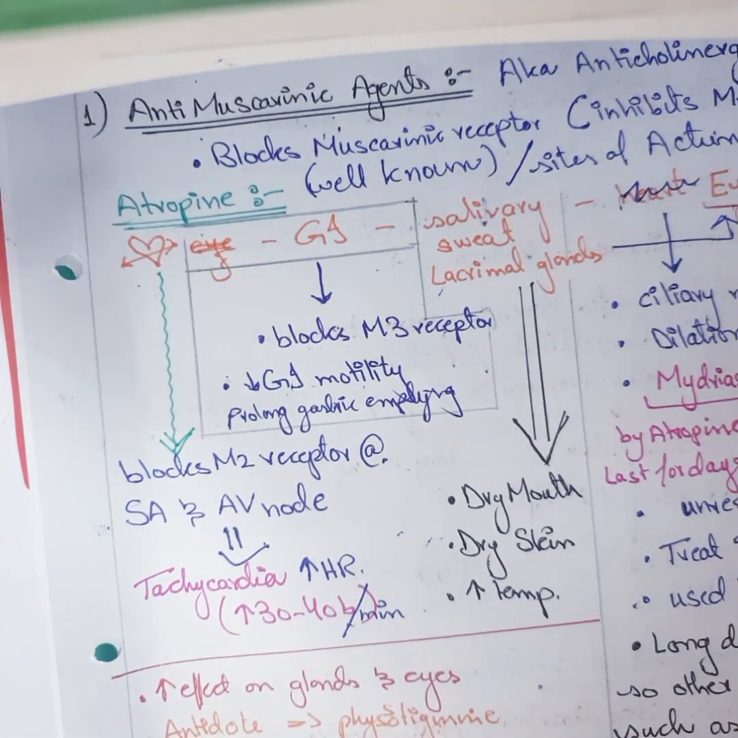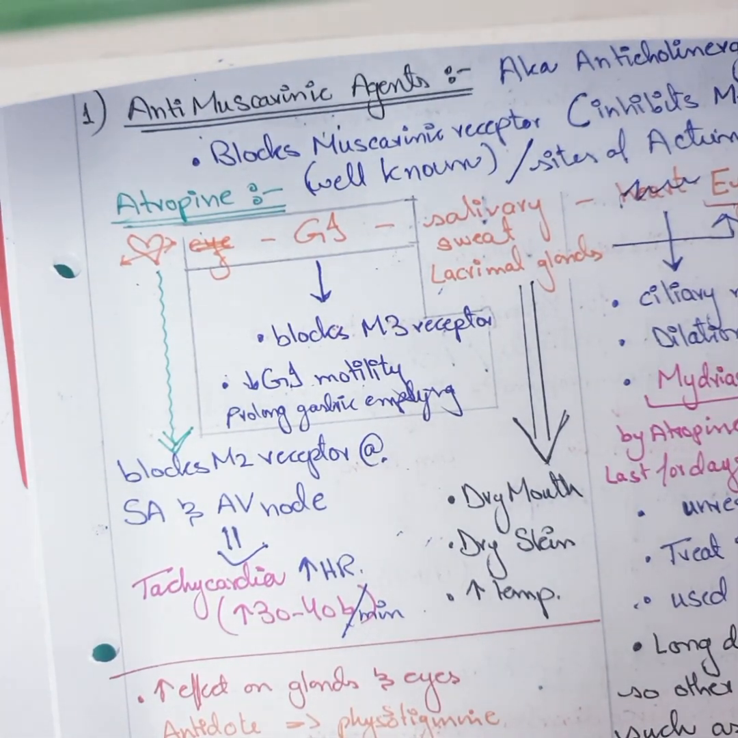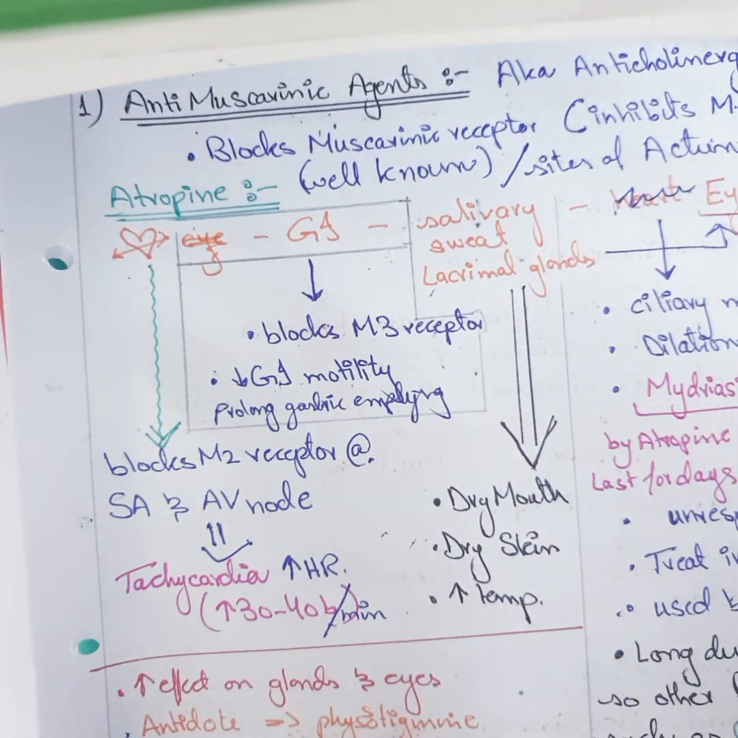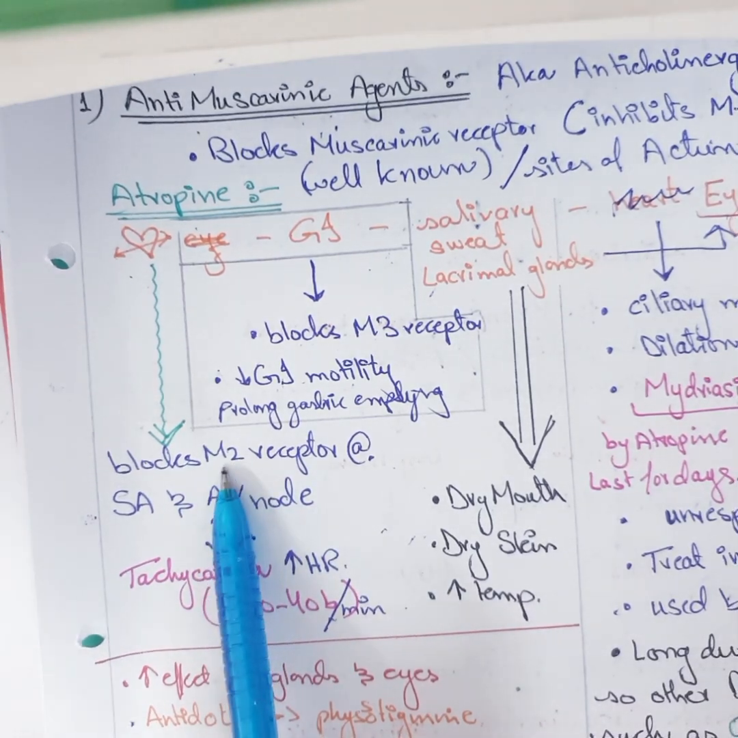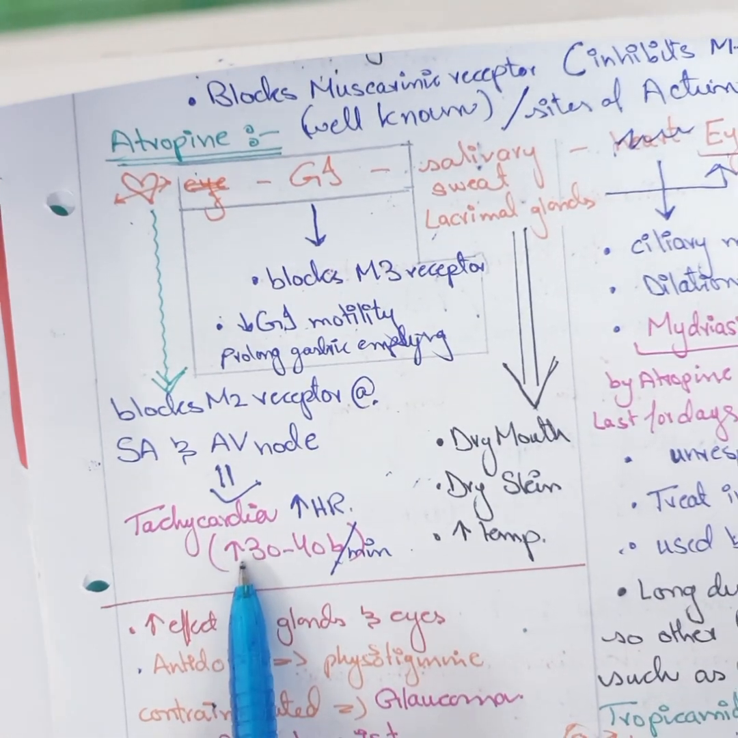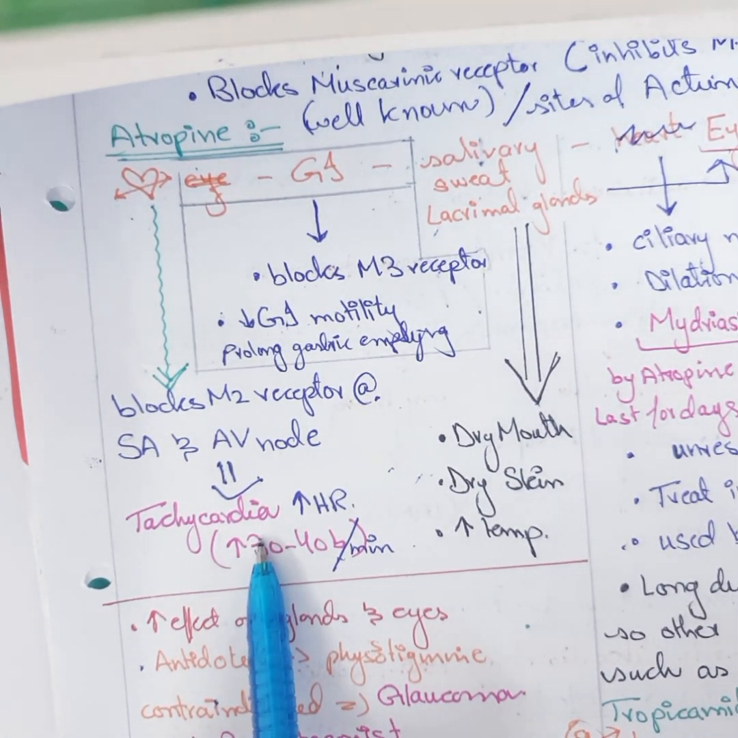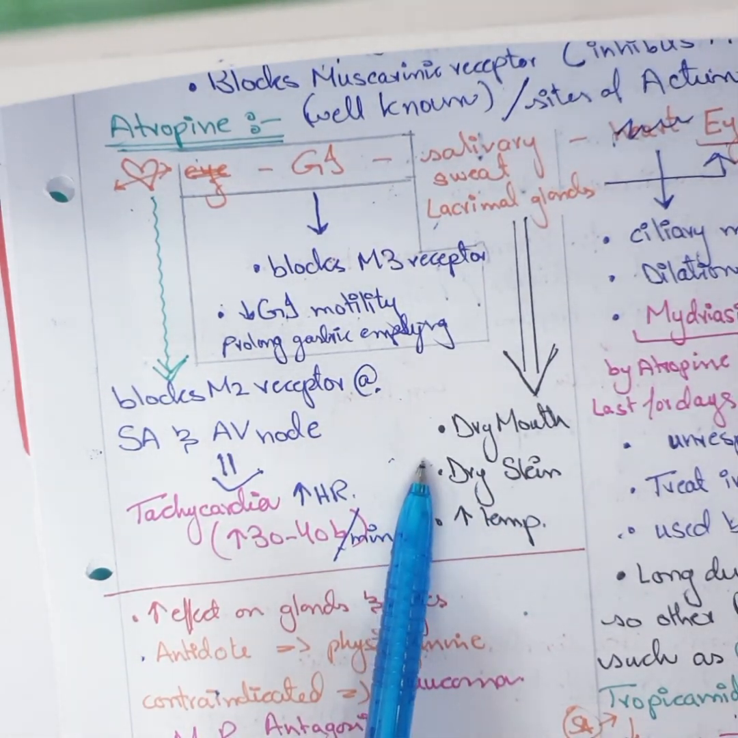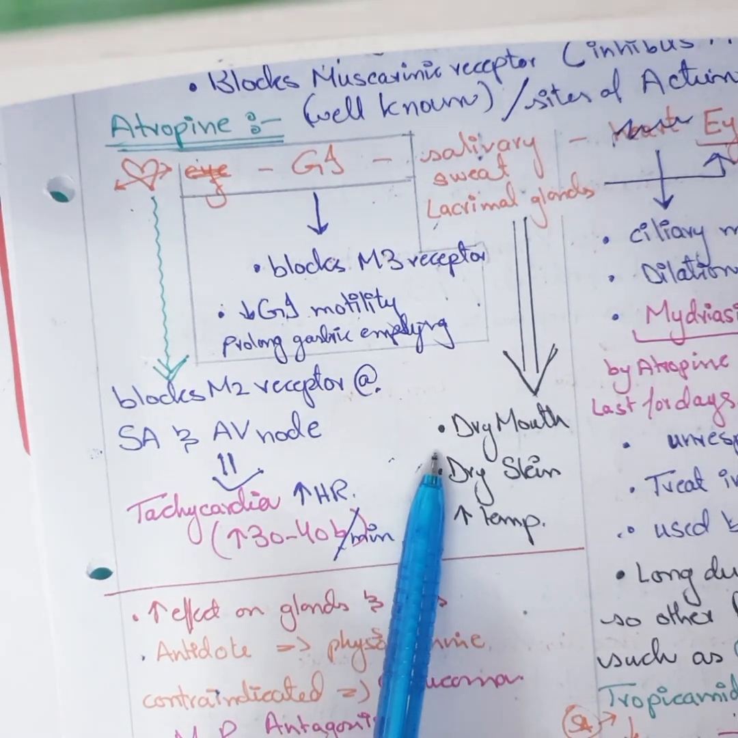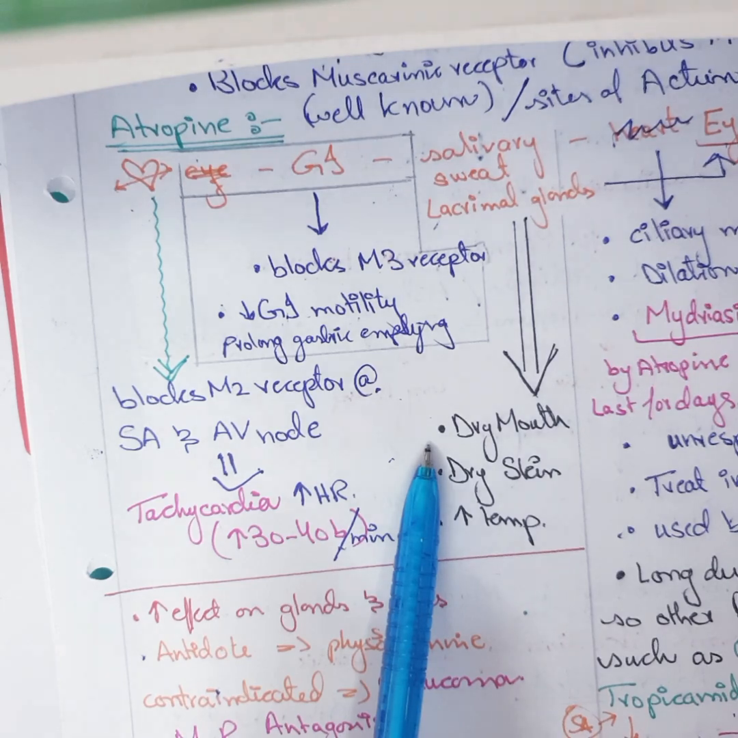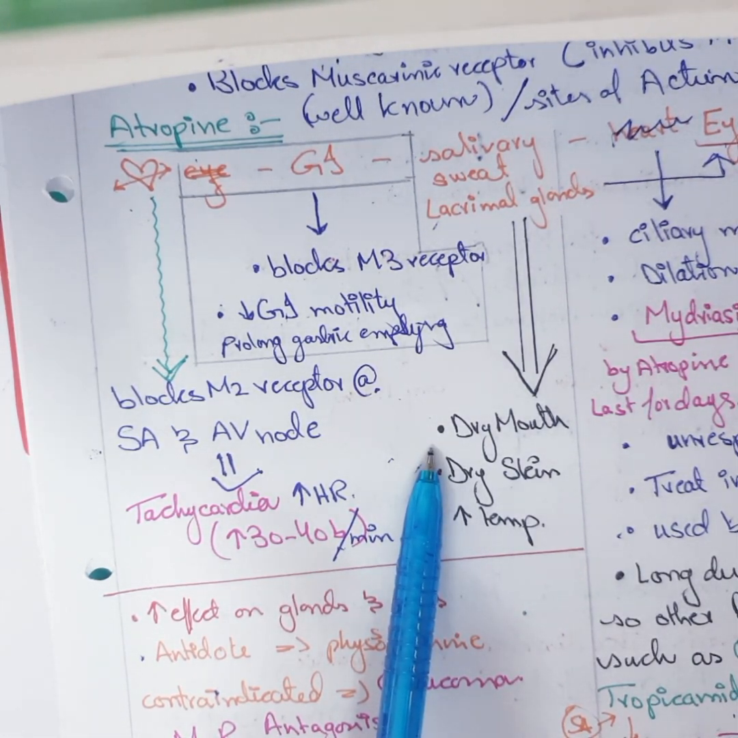What basically happens at the heart: at low doses, it slightly decreases the heart rate because of the blockage at the M1 receptor, but at high doses it blocks the M2 receptor and increases the heart rate, causing tachycardia, but the increase in heart rate is only about 30 to 40 beats per minute. The salivary glands are very sensitive to atropine. It blocks the muscarinic receptor, leading to dryness of the mouth, also known as xerostomia. Yes, I know I'm repeating it, but it's useful, and once you repeat things, you learn better.